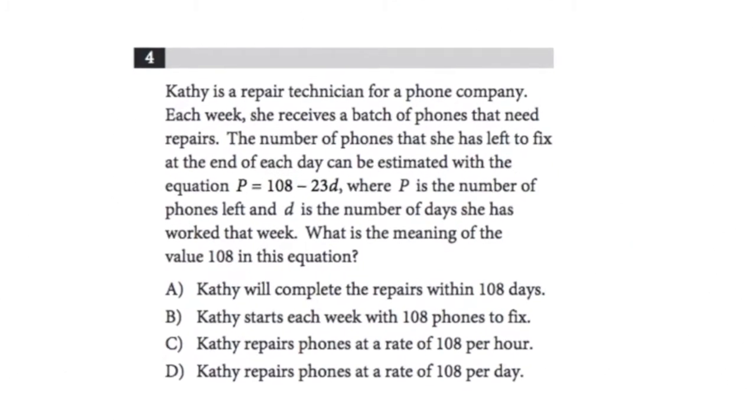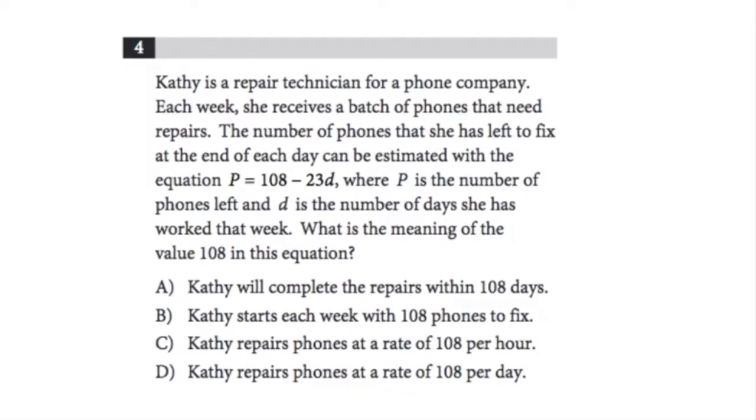Ooh, I like this one. All right, Ariane, go ahead and read question number 4 for me, please. Kathy is a repair technician for a phone company. Each week, she receives a batch of phones that need repairs. The number of phones that she has left to fix at the end of each day can be estimated with the equation P equals 108 minus 23D, where P is the number of phones left and D is the number of days she has worked that week. What is the meaning of the value 108 in this equation?